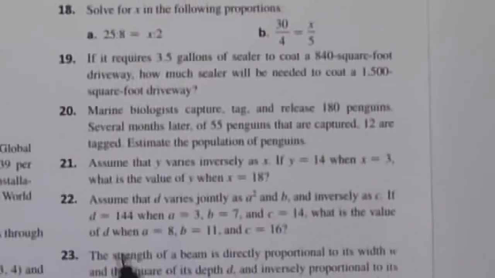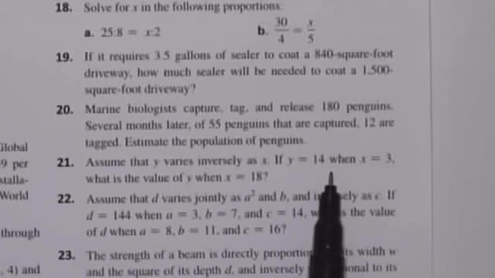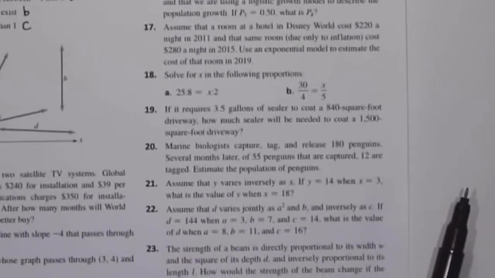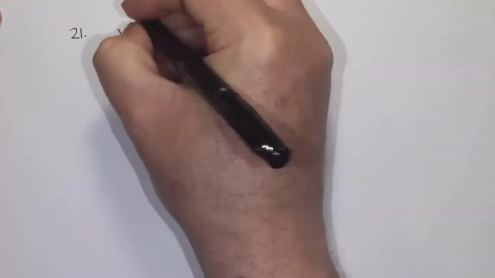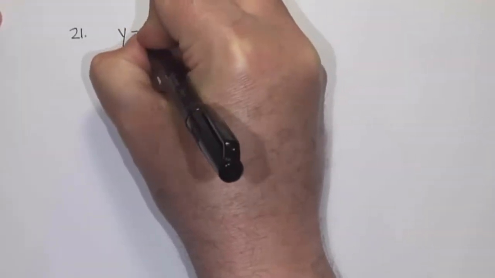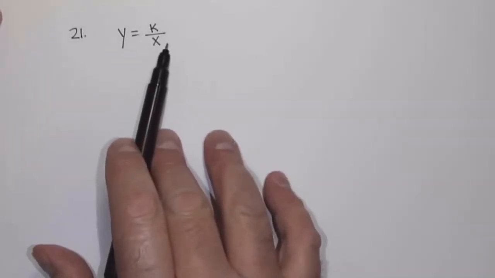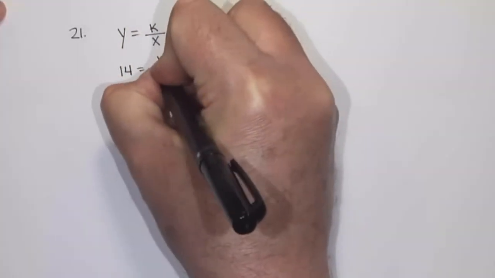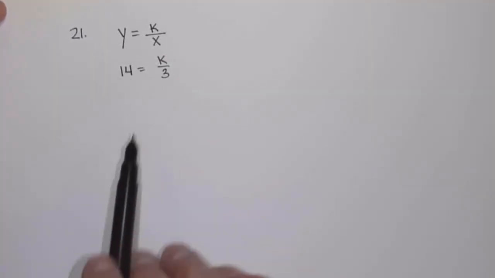Number 21, assume that y varies inversely as x. If y equals 14 when x equals 3, we want to know what's the value of y when x equals 18. So we're told in problem 21 that y varies inversely as x. So that means y equals some constant k divided by x. This is what varied inversely means. We also were told that y equals 14 when x equals 3. So if I substitute 14 for y and 3 for x, that gives me this.